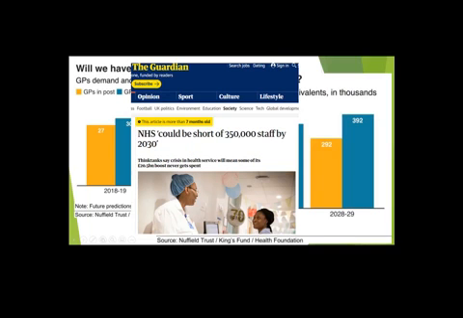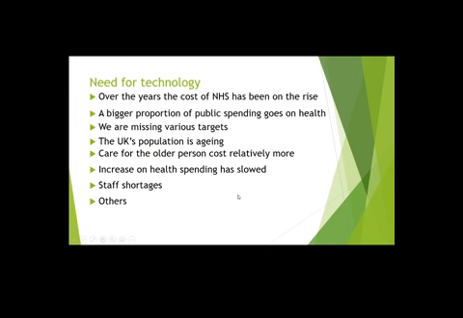And of course, we have problems with nurses not being enough, and there's a relative shortage of nurses too. That's the previous slide, just quickly passed. So as you can see, the NHS will be short-staffed by 35,000 by the year 2030, and that is a big concern.